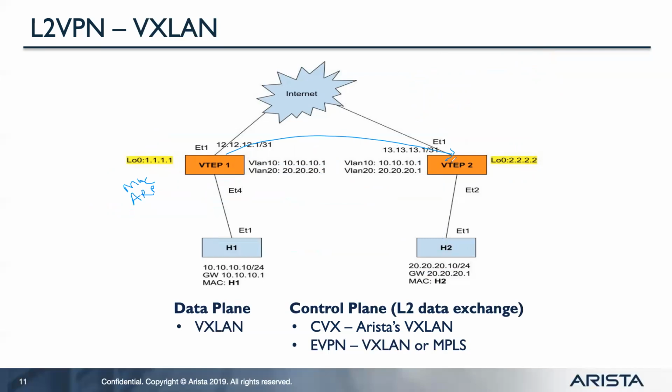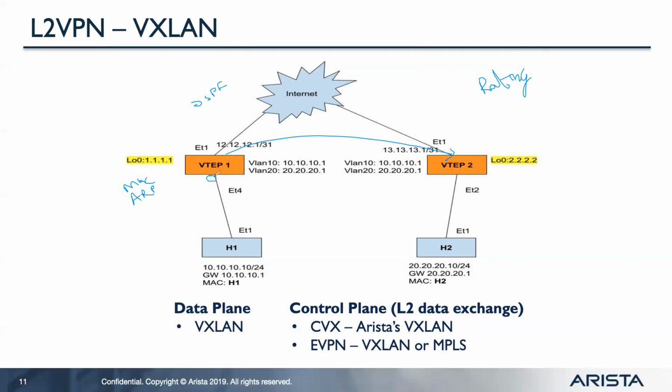Use of MPBGP between VTEP 1 and 2. Yes. So basically, the point is we can use any routing protocol, right? Any protocol, basically. See what OSPF or BGP does. We know as of now what our use case is.